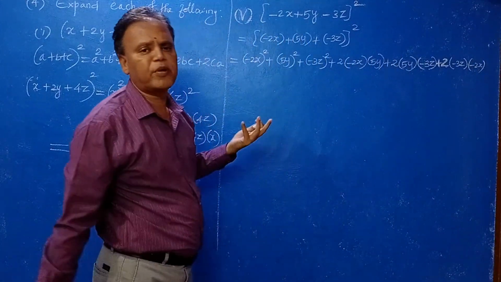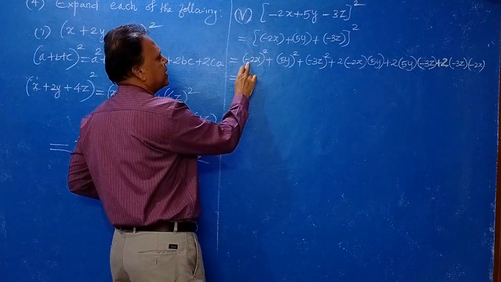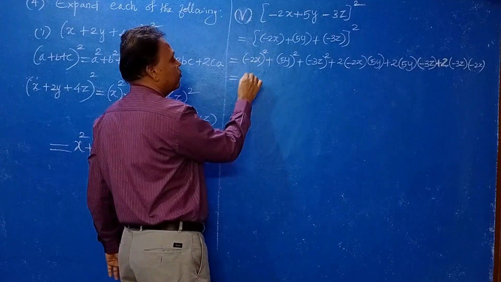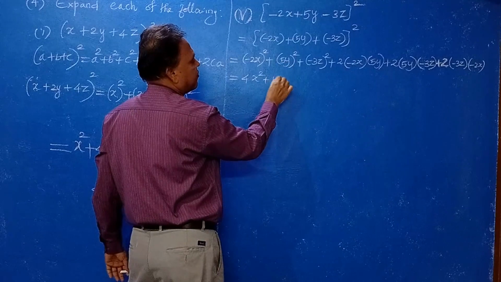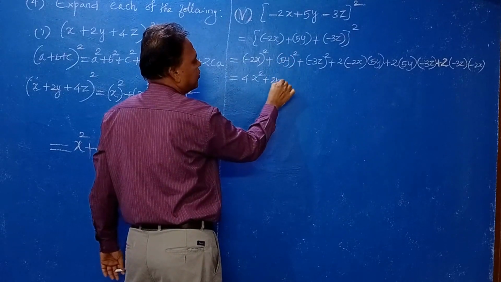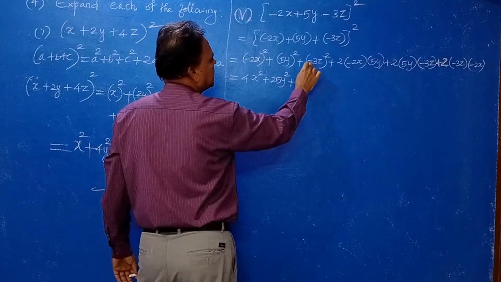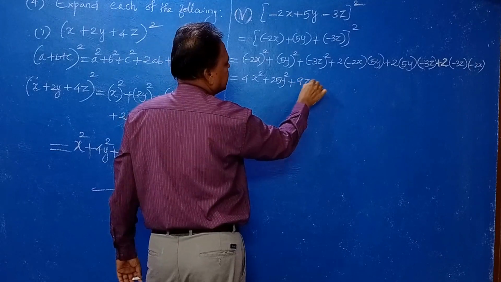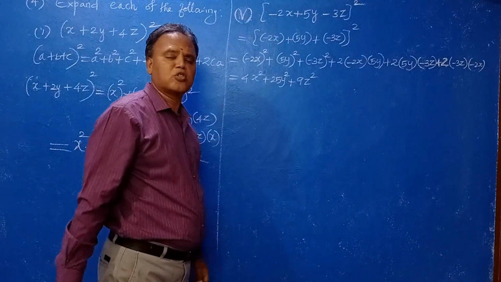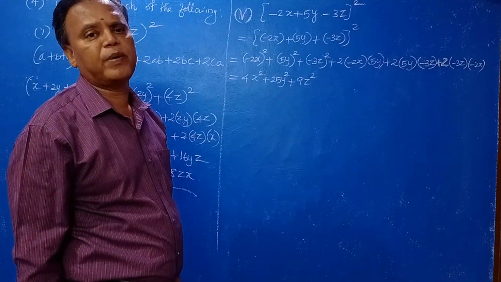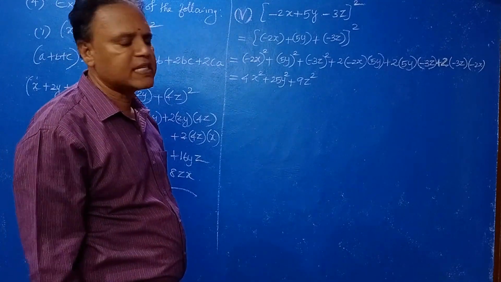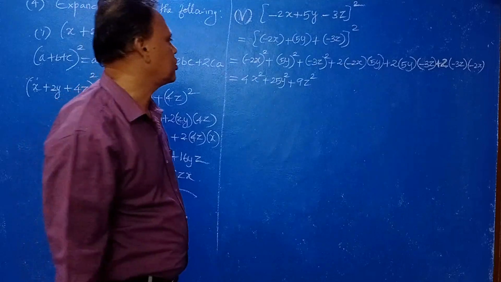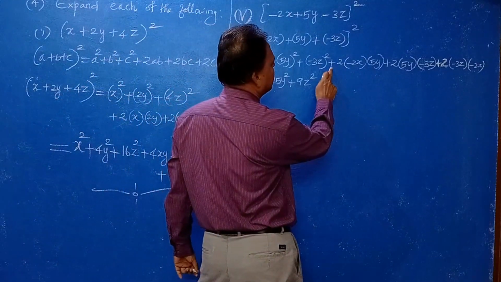Now you have to simplify here. So minus 2 squared is 4, 4x squared. Here also plus 5 squared is 25y whole square. Plus minus 3 squared is 9z whole square. Okay, square there means negative will become positive only. Perfect square means always negative will become positive. Clear?